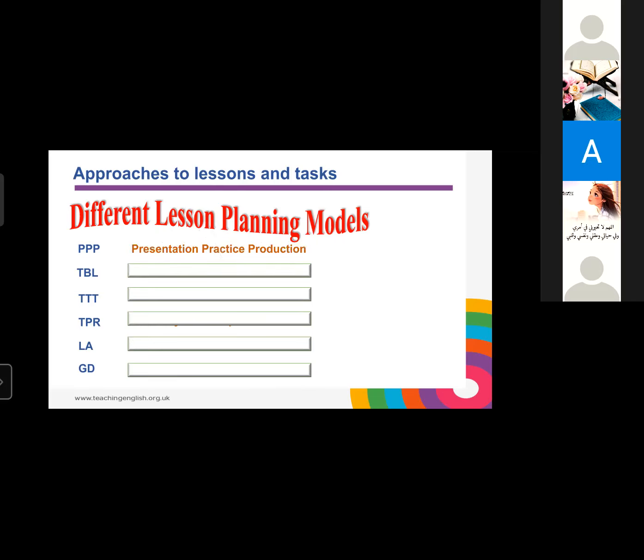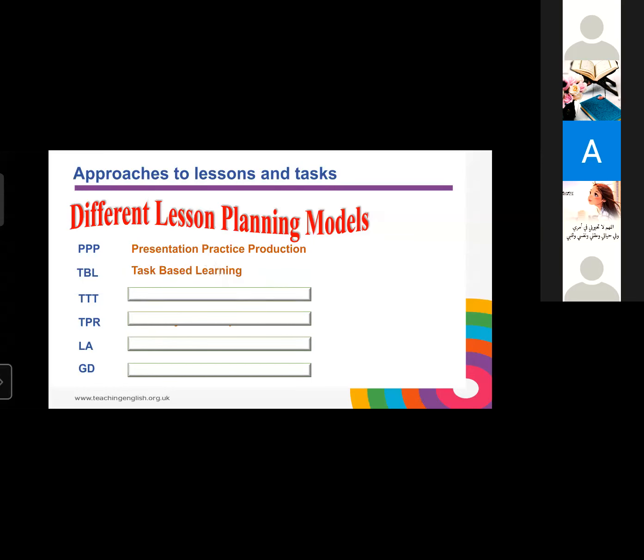So again, PPP stands for presentation, practice, production. Who starts the task here in PPP? Is he the student or the teacher? Who starts presentation? Yes, the teacher. Practice. Is it only for the teacher or both? What about production? Production from the teacher or the student? From the students. Of course, the students or the learners.